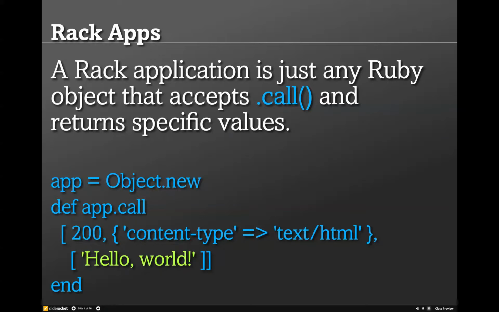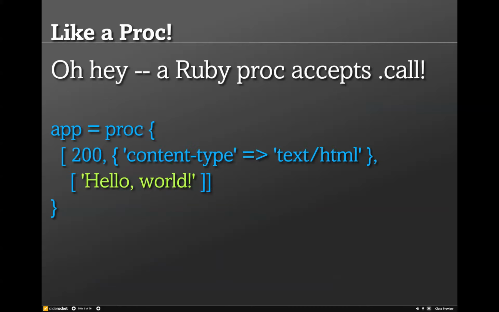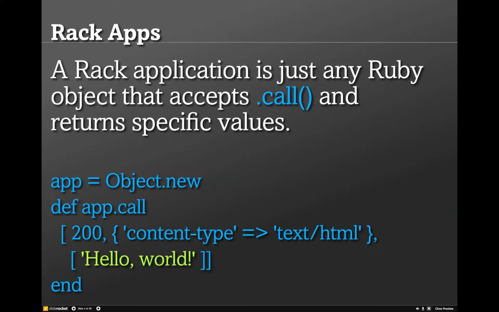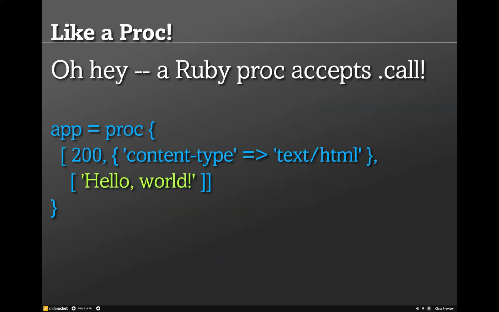A Rack application, this is something your framework would normally do for you, is potentially any object that can accept .call. You can see here that this is a very simple application. We're just taking an object and defining .call on it, just that one individual instance, and all it's really doing is returning a 200, that's an HTTP success, a content type, and the content. Of course, a Ruby proc accepts .call, which means that this function is exactly the same as the one you saw a moment ago. We created an object with Object.new and defined app.call. Proc does that for us.